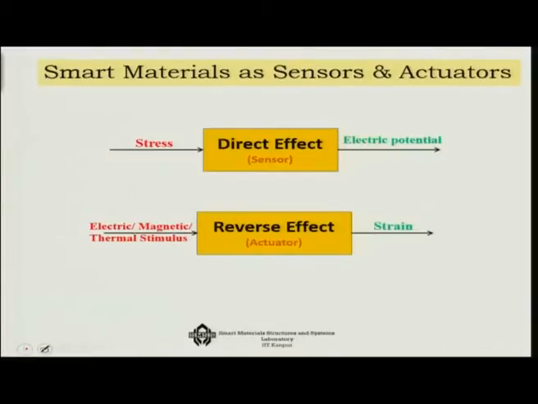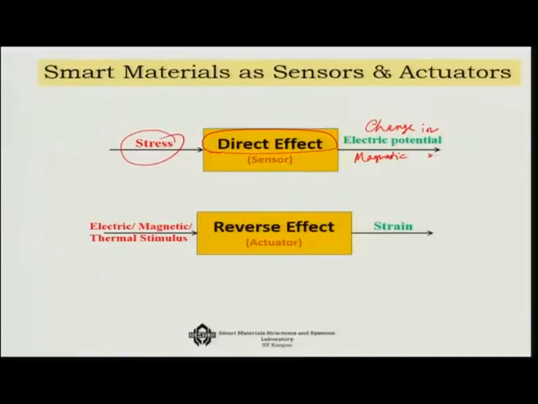So there are two types of this smart sensing and actuation. One is, you are applying stress, that is the mechanical load, and you are getting a change in electric potential, or magnetic potential, and so on and so forth. Then this is called the direct effect.